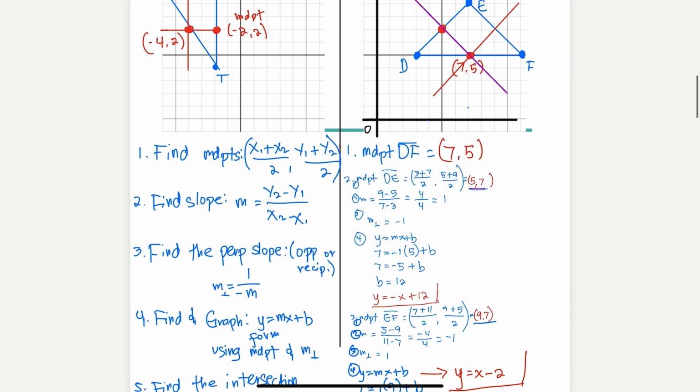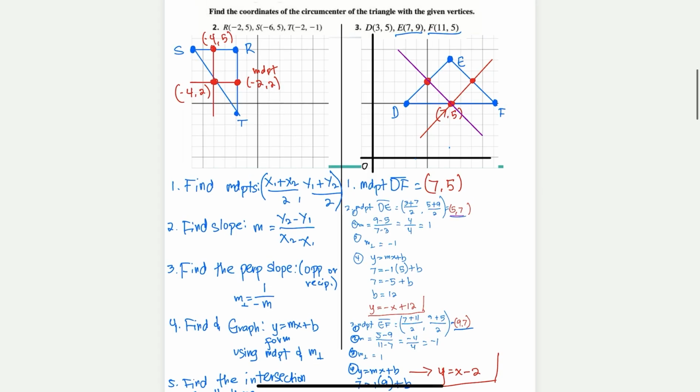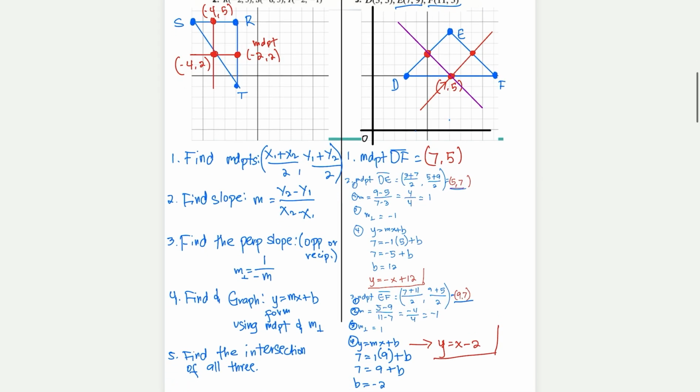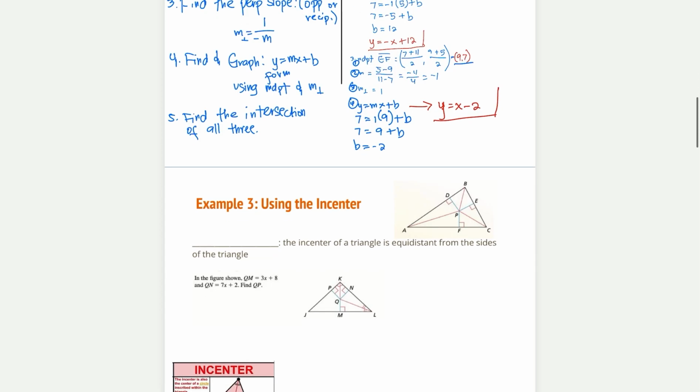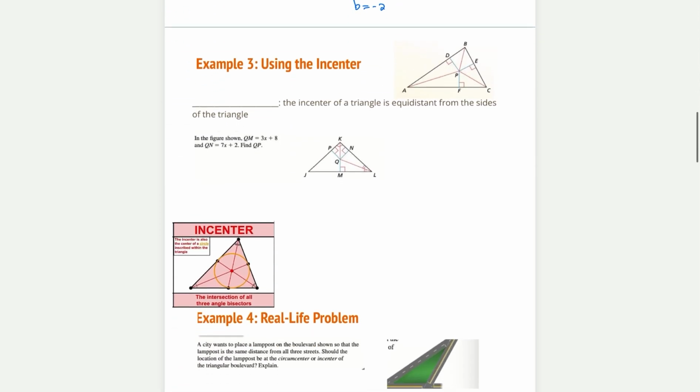Okay, and also the midpoint would be on this one. So actually, we're just finding the circumcenter of the triangle, but I showed you how to find the equation of the line that we are using in our graph. Okay, now let's move on to this example 3 using the in-center.